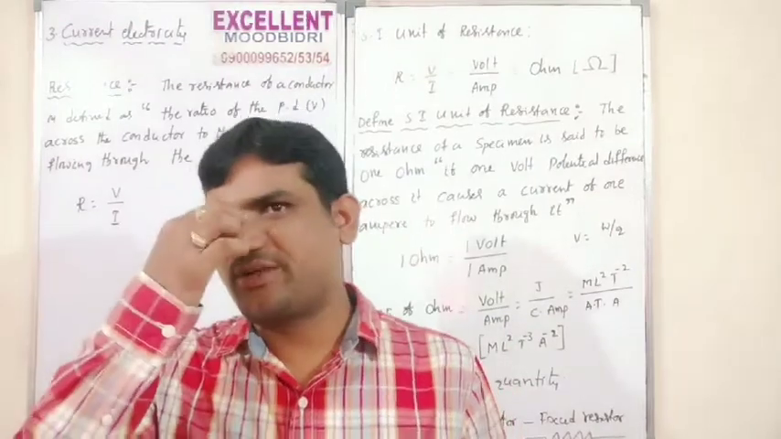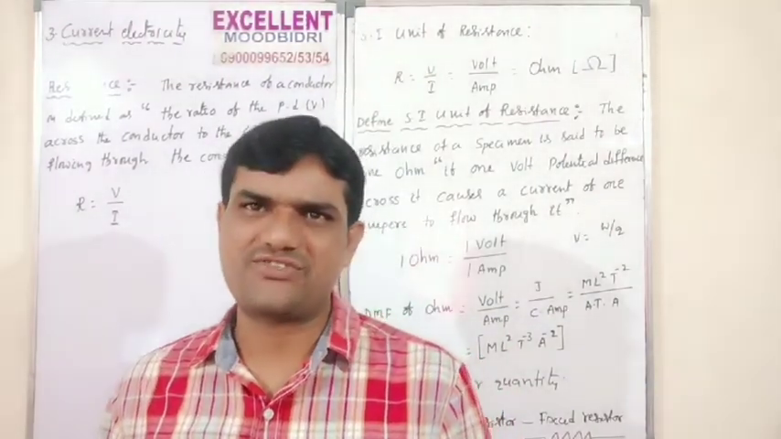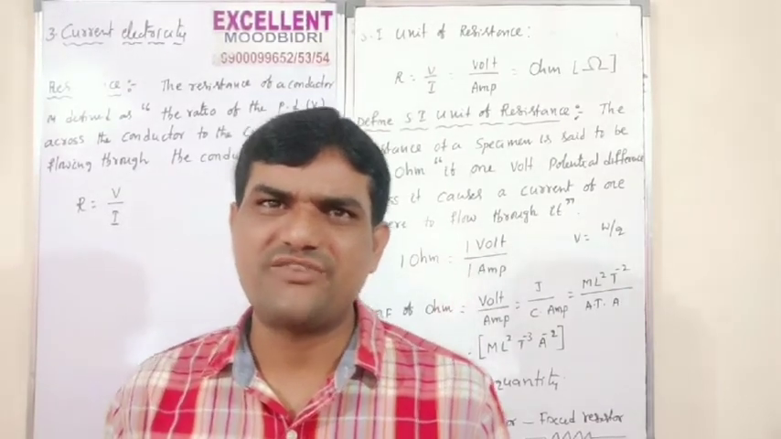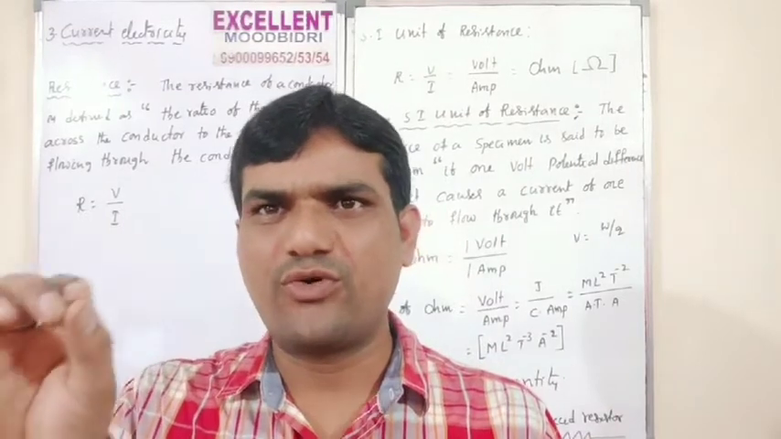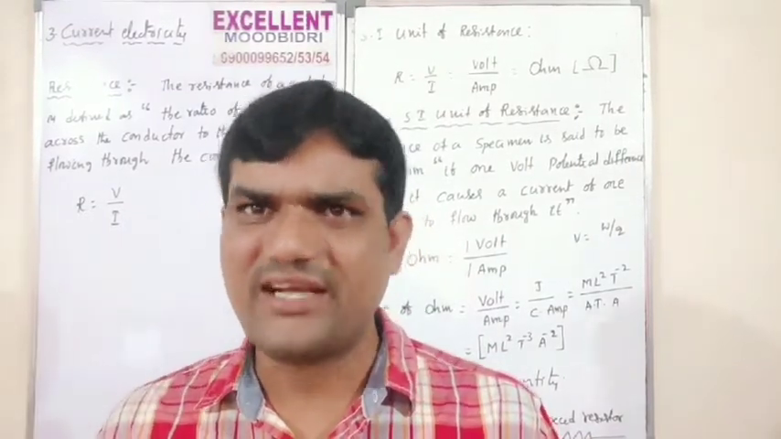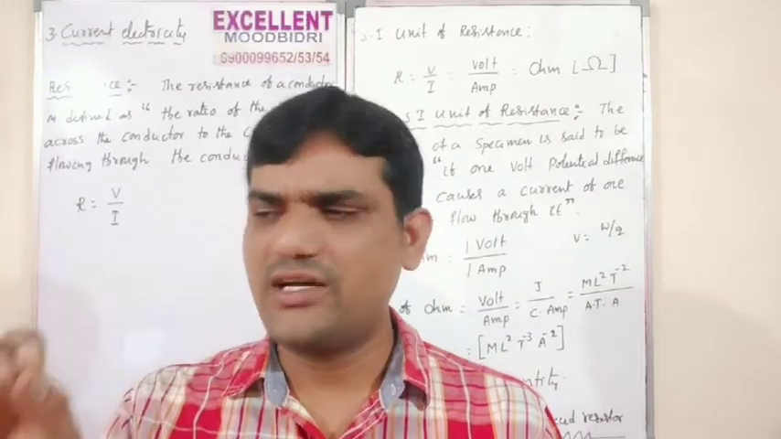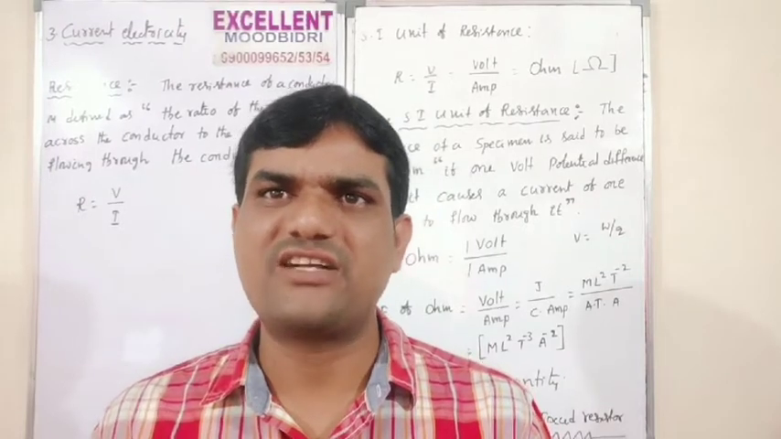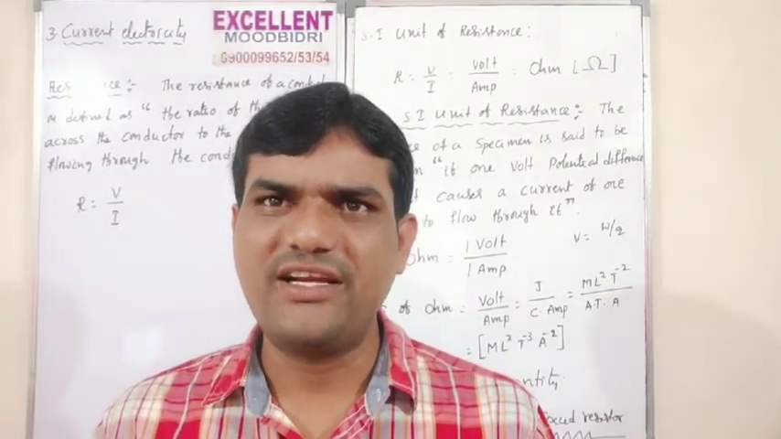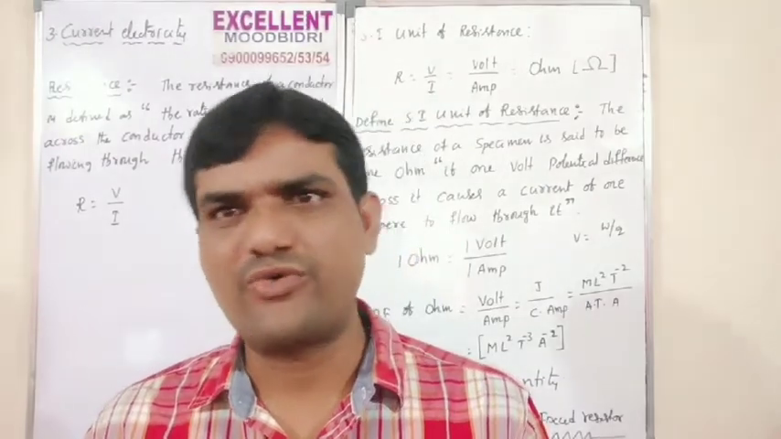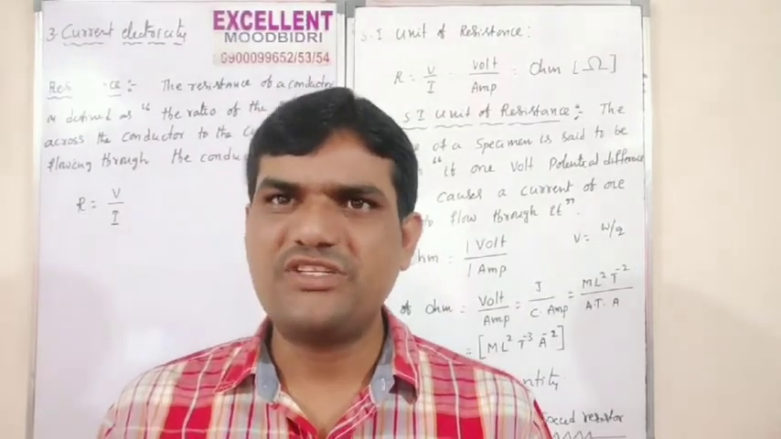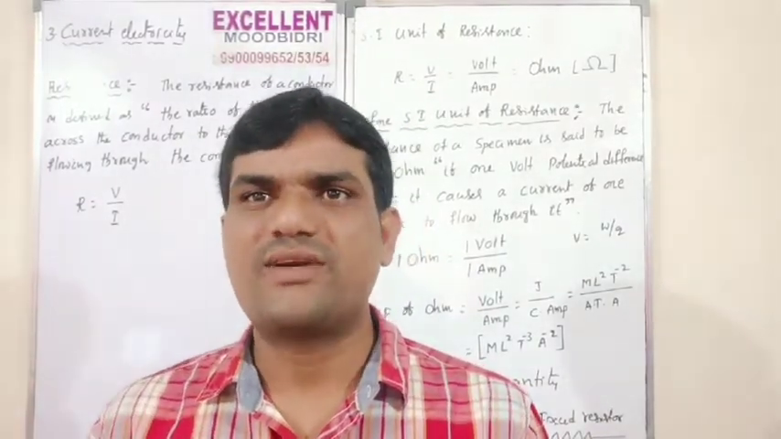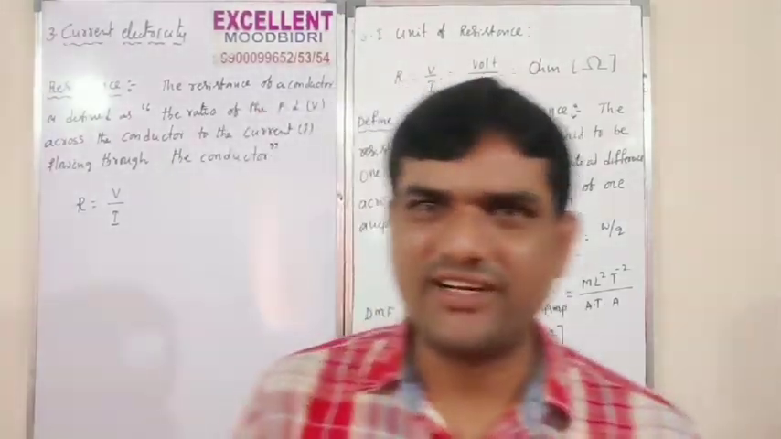So the first concept is resistance. What is the meaning of resistance? Resistance is nothing but, as you already know, that which opposes the flow of electric current in the conductor. The flow of charge is nothing but current only. That's why I have directly said it opposes the flow of current. So that which opposes the flow of current in a conductor is known as resistance.